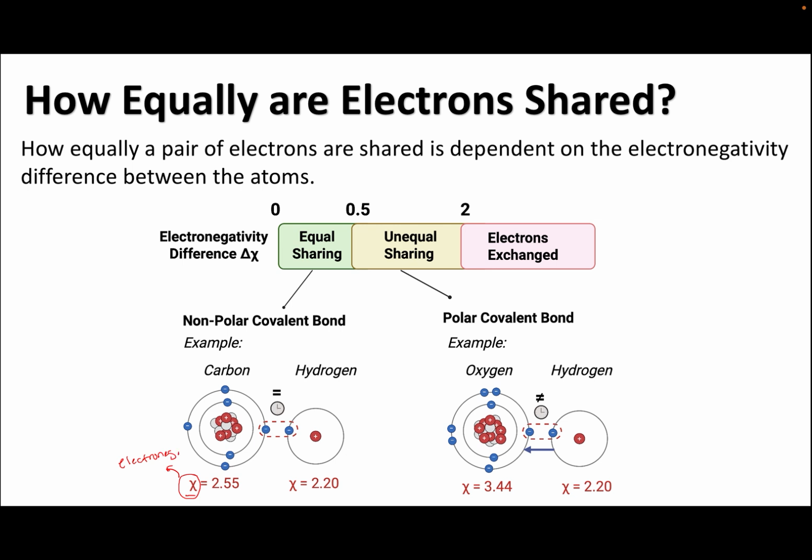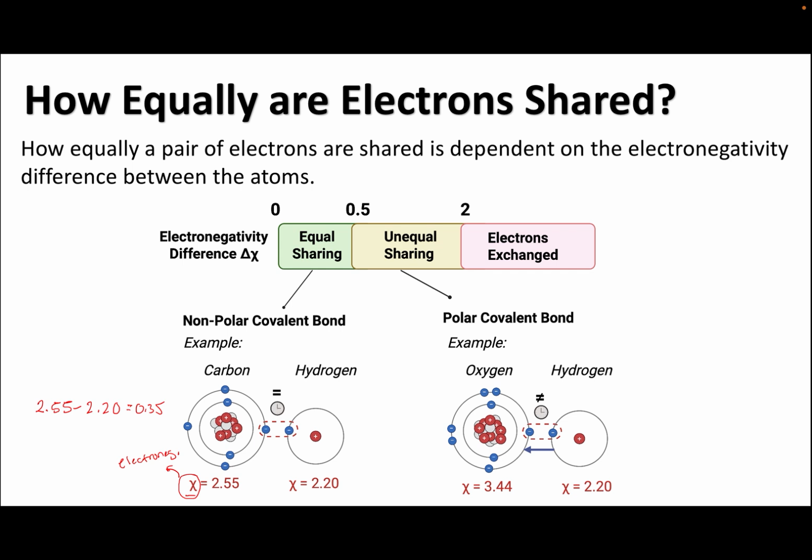If we take the difference between these, 2.55 minus 2.20 is going to equal 0.35. And that is less than 0.5. So we would say that a nonpolar covalent bond is going to be formed between these atoms, meaning the electron pair is going to be pretty evenly shared between the two atoms.